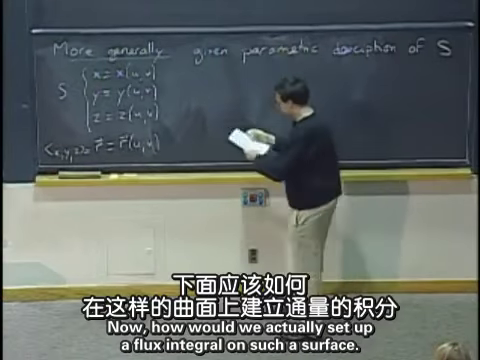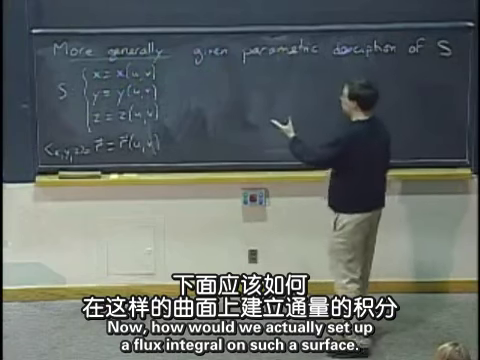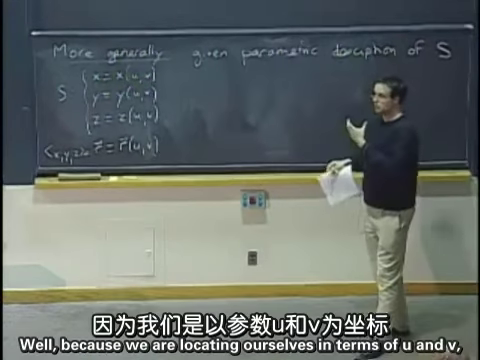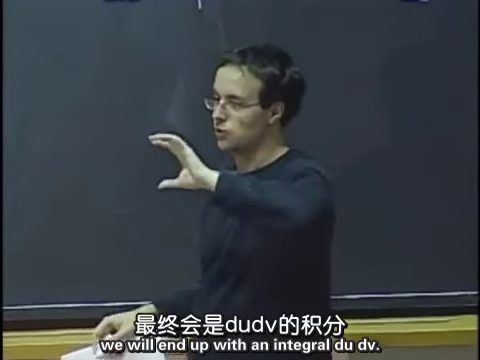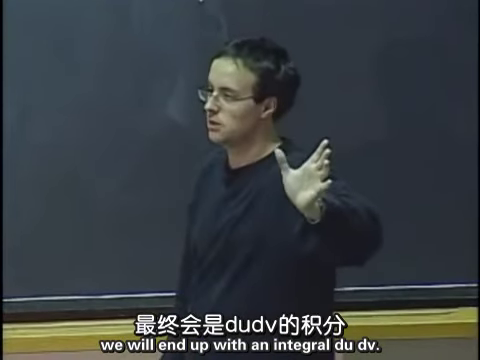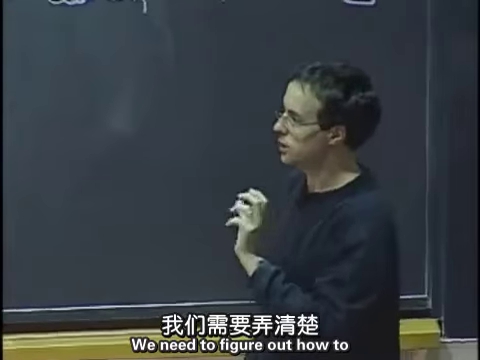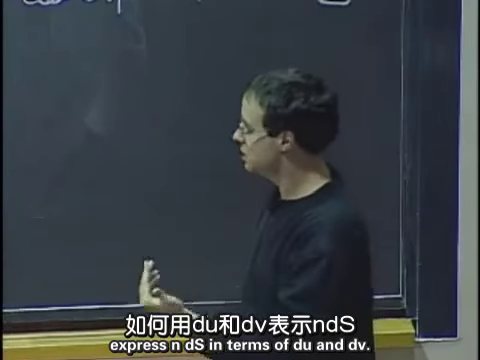So now, how will we set up a flux integral on such a surface? Because we are locating ourselves in terms of u and v, we will end up with an integral du dv. So we need to figure out how to express n dS in terms of du and dv.